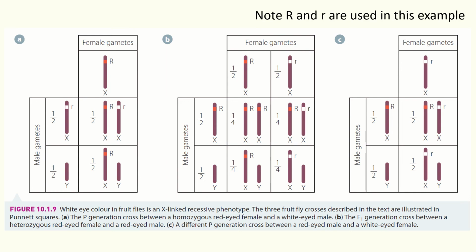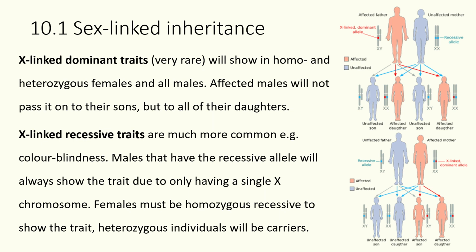Some further examples there, but we're using big R, little r instead of big W, little w. When we're looking at X-linked dominant traits, as opposed to X-linked recessive, which are significantly more common, X-linked dominant traits will show in homozygous and heterozygous females and all males. What that means is that affected males will not be able to pass it on to their sons, okay?